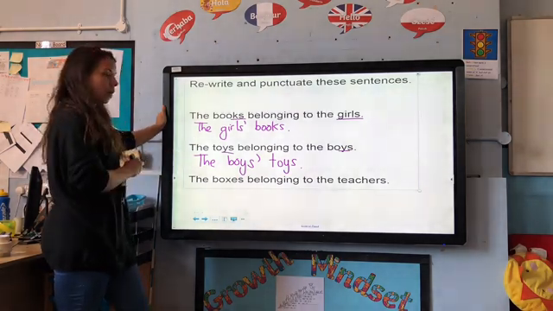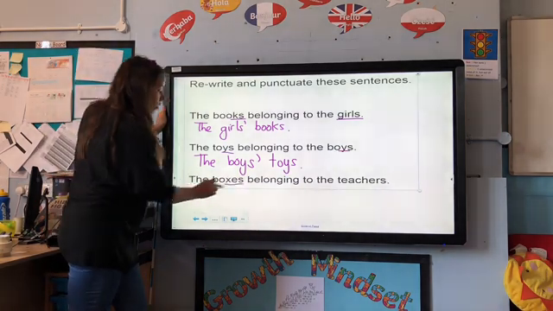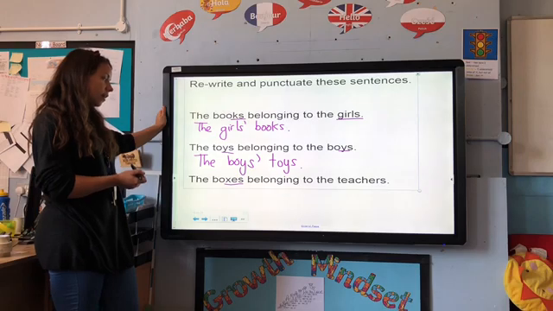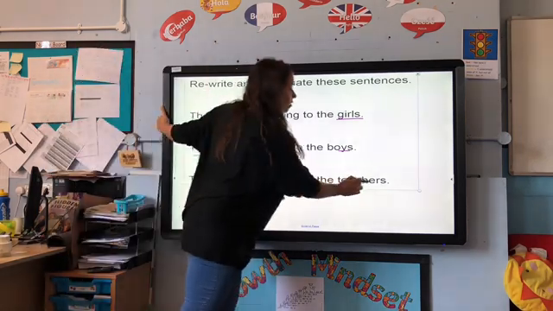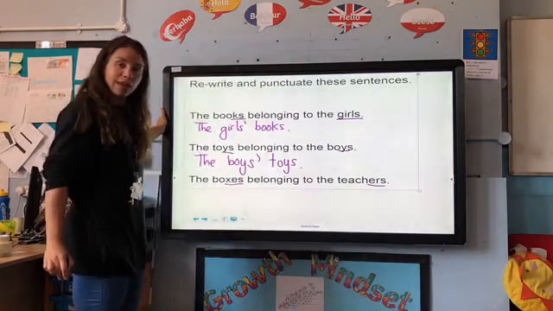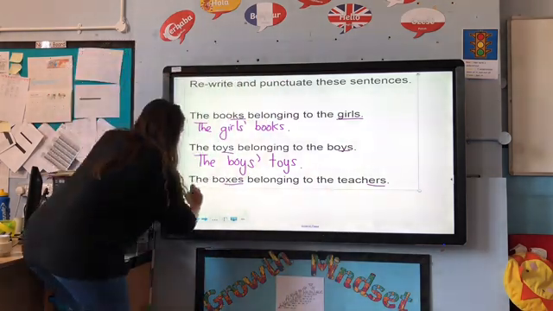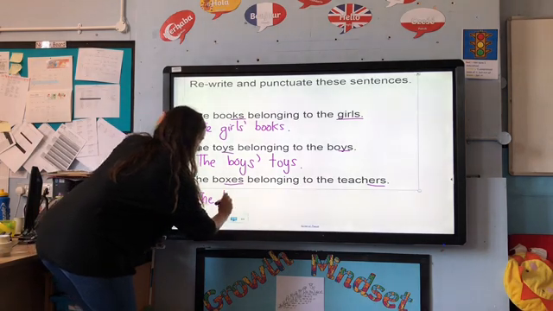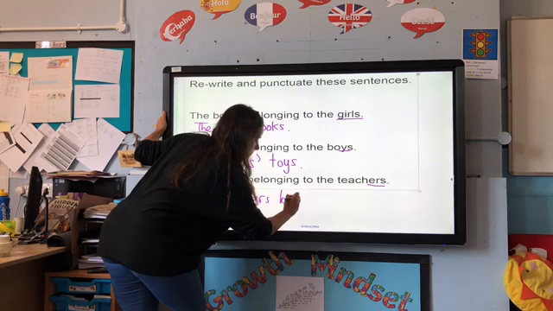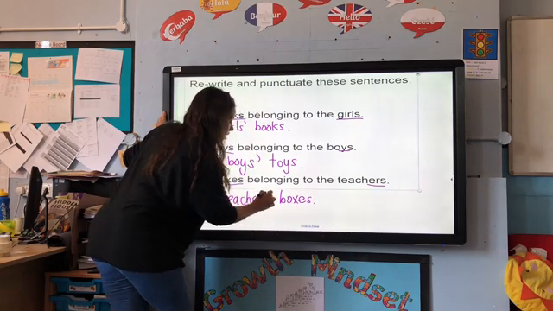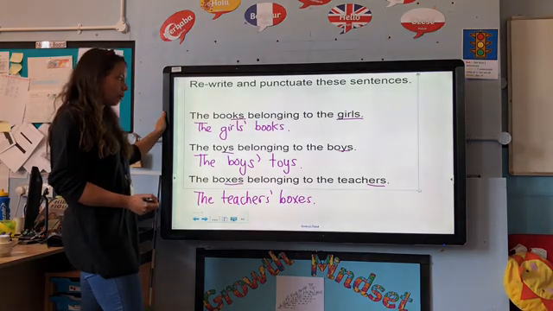The boxes belonging to the teachers. So we know that there's more than one box because we know that if we've got a singular word ending in X, we add ES to make it a plural, and we know that teachers is plural because there's an S on the end of the word here. So the sentence would become the teachers' boxes and our apostrophe would go after the S to show that there is more than one teacher.